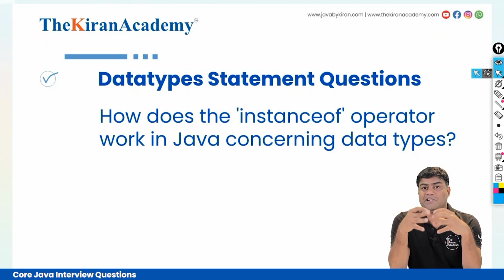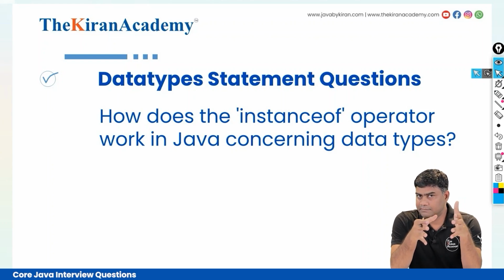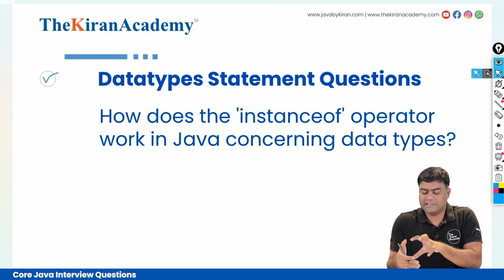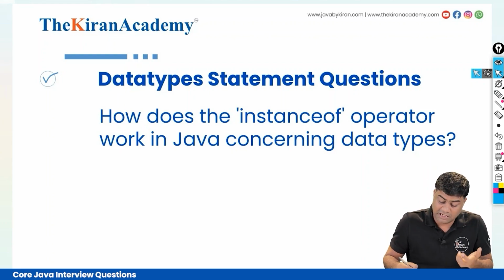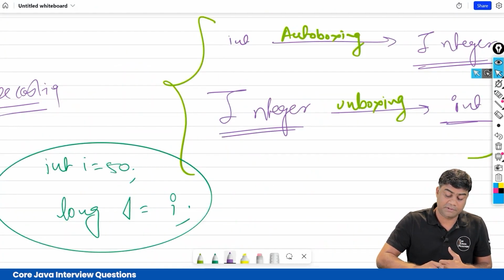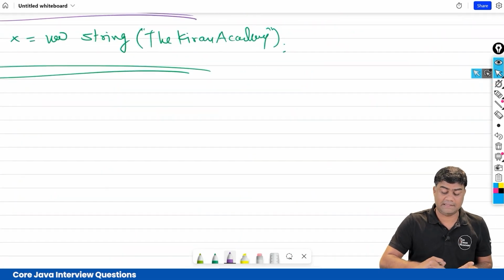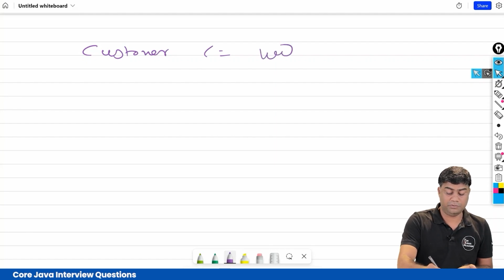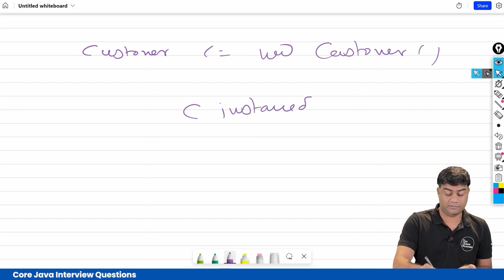It is instanceof. Instanceof means checking whether this is an object of something or not. I mean to say, if you have a class like this, Customer, C equal to new Customer, then you can check C instanceof Customer.